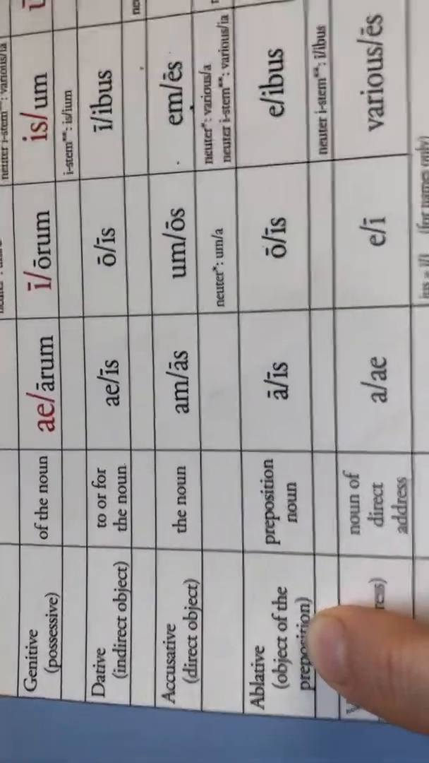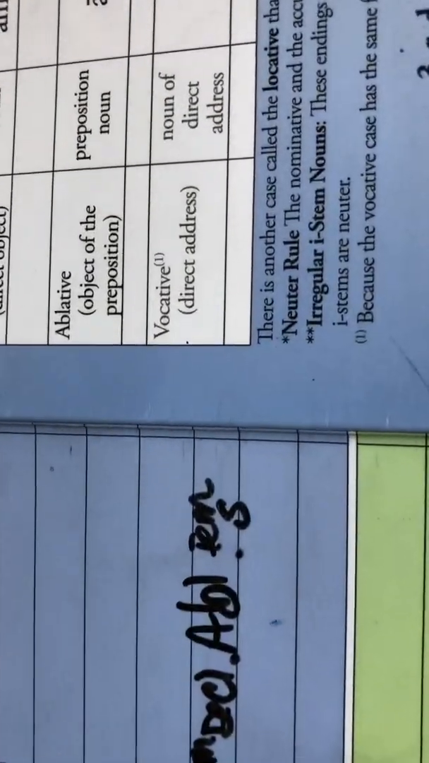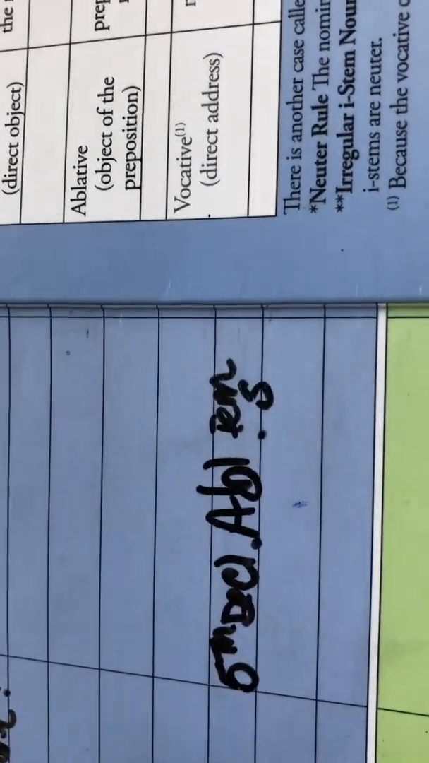So it's going to be used, it says here, ablative as object of the preposition. Okay, well, I know I already have my preposition in, so I'm going to mark this as fifth declension ablative feminine. Why is it feminine? I don't remember. Well, let's look.